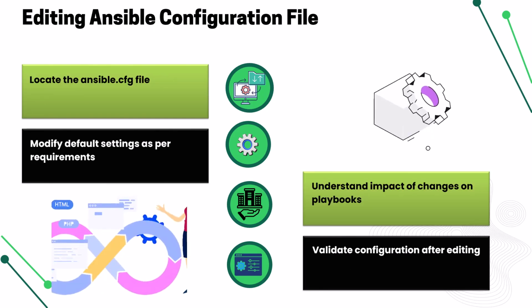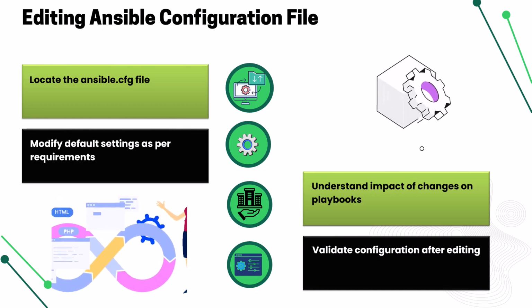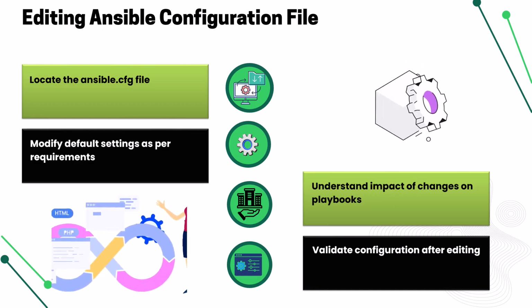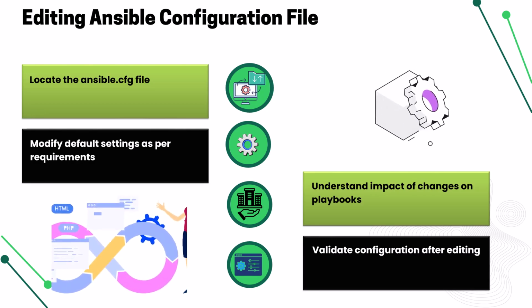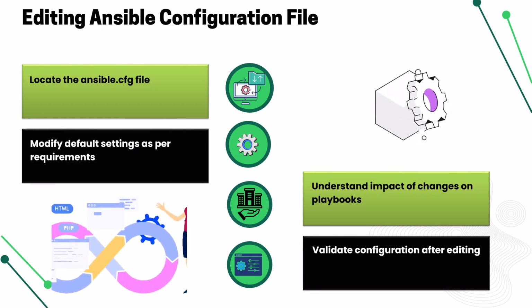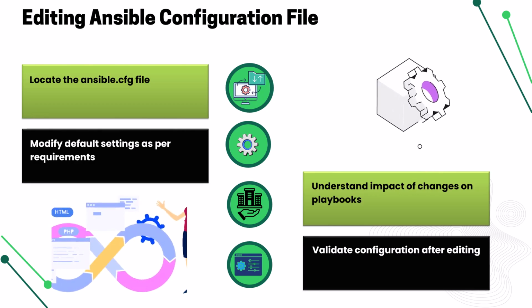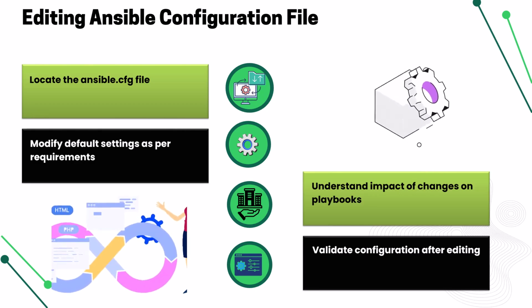Alright, let's start with the basics. The Ansible configuration file. Think of it as the control panel for your automation. First, you need to find the ansible.cfg file, usually hidden away like a secret recipe. Next, tweak the settings to match your needs. No pressure, just don't break production. These changes will affect how your playbooks behave, so knowing their impact is crucial. And of course, always validate your edits, because surprises are great for birthdays, not deployments.